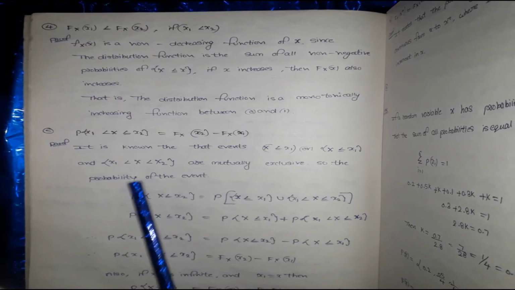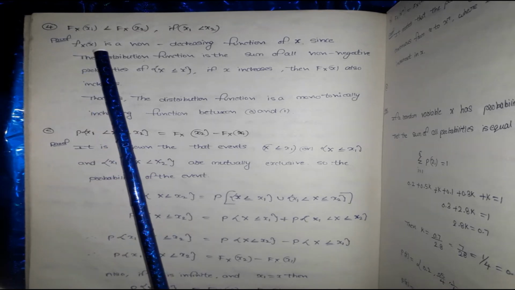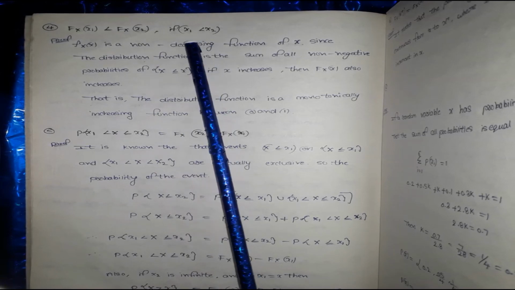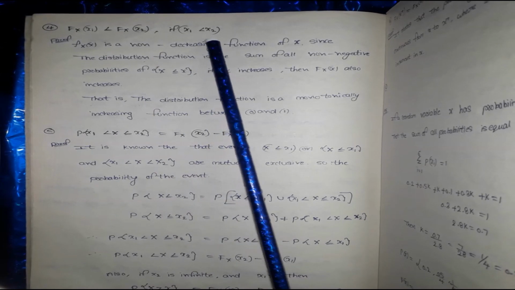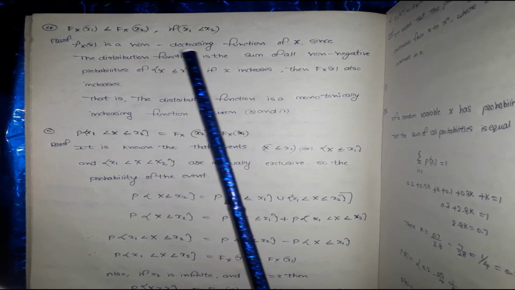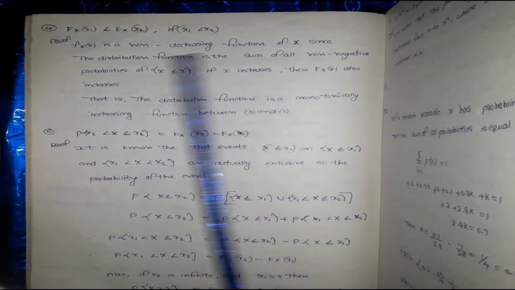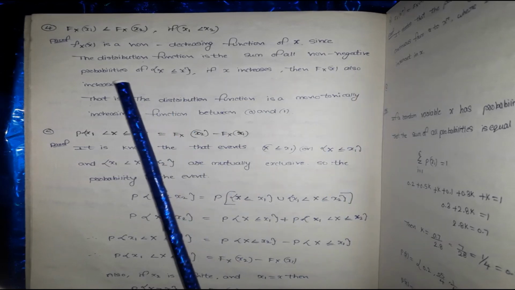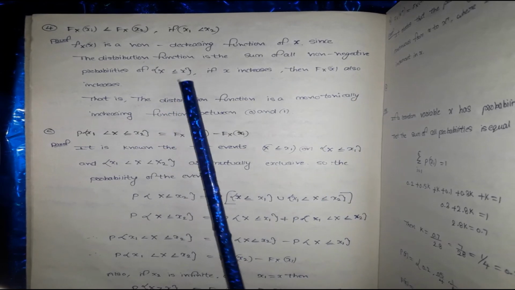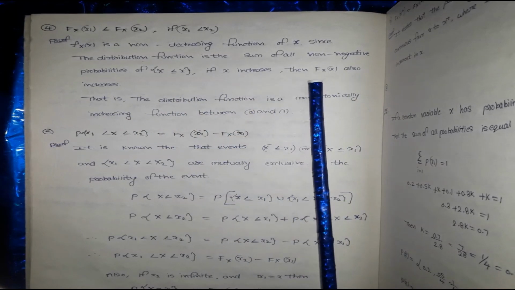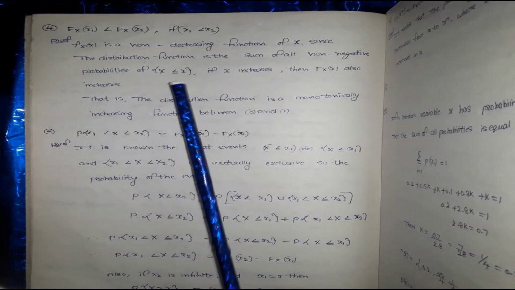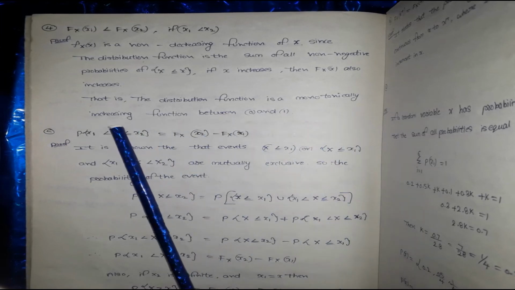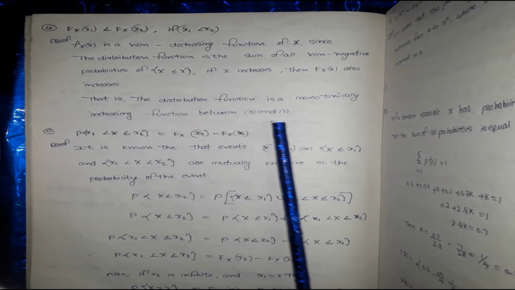Now we discuss the fourth property: Fx(x1) is less than or equal to Fx(x2), where x1 is less than x2. Fx(x) is a non-decreasing function of x, since the distribution function is a sum of all non-negative probabilities of X less than or equal to x. If x increases, then Fx(x) also increases. That is, the distribution function is a monotonically increasing function between 0 and 1.